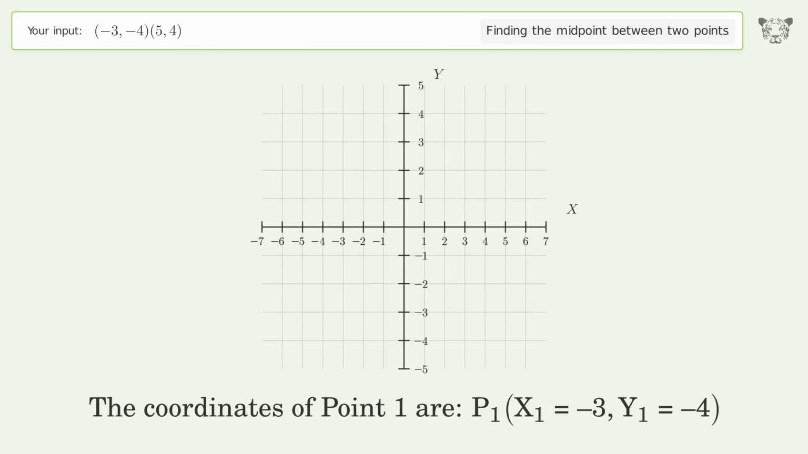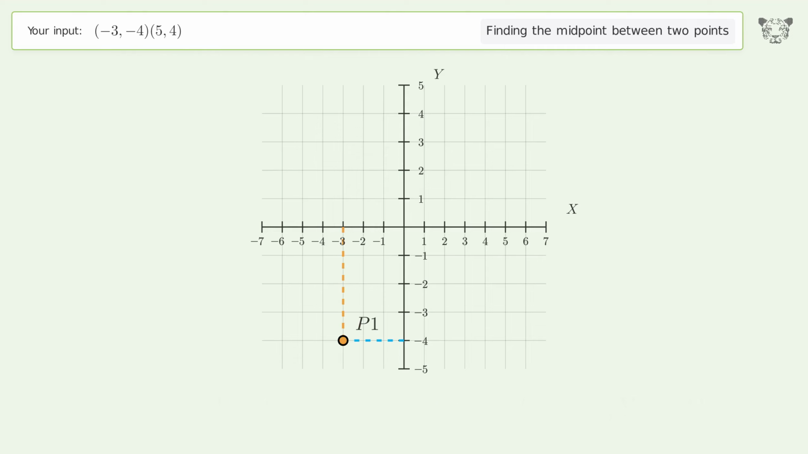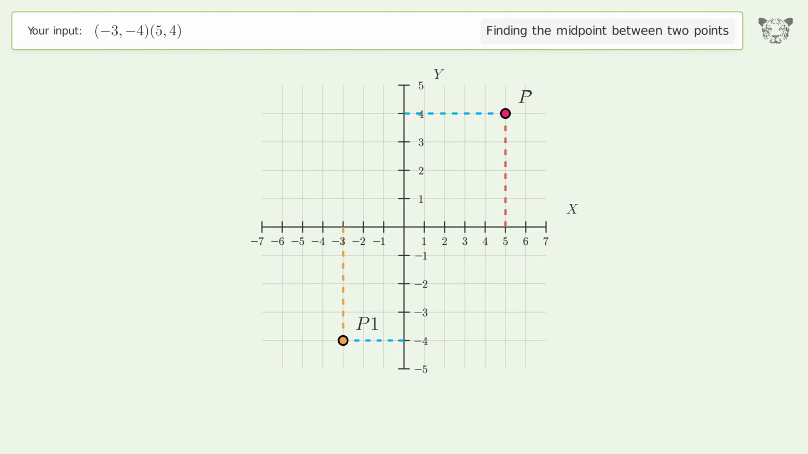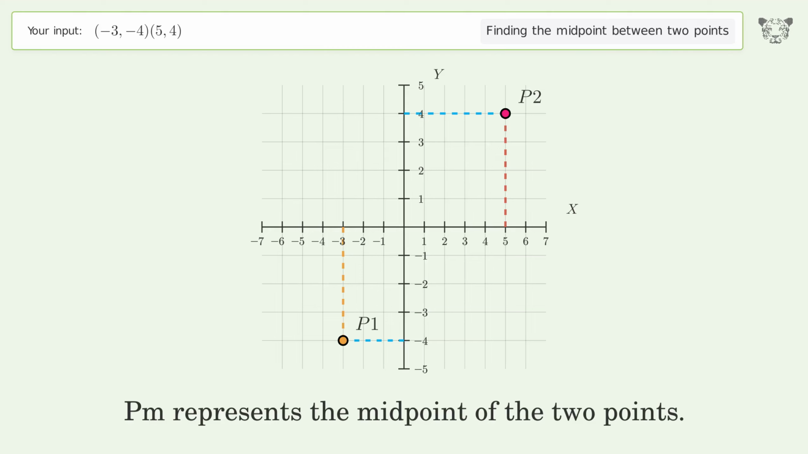The coordinates of point 1 are x1 equals -3, y1 equals -4. The coordinates of point 2 are x2 equals 5, y2 equals 4. PM represents the midpoint of the 2 points.